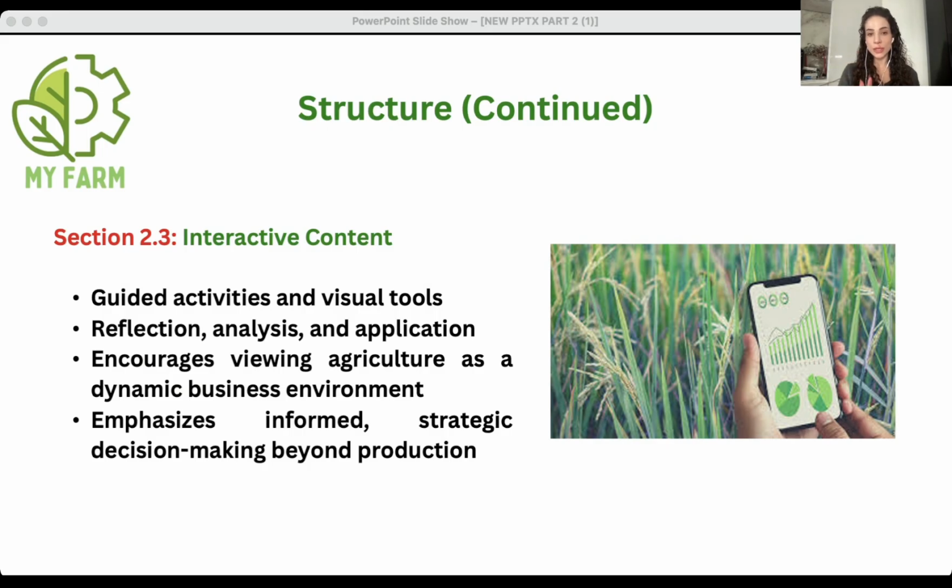To move forward, in section 2.3, you will come across interactive content. This content aims to encourage readers to reflect, analyze, and apply what they have learned through guided activities and visual tools. As you move through this chapter, you will begin to see agriculture not only as a production system, but as a dynamic business environment that requires informed and strategic decision making.